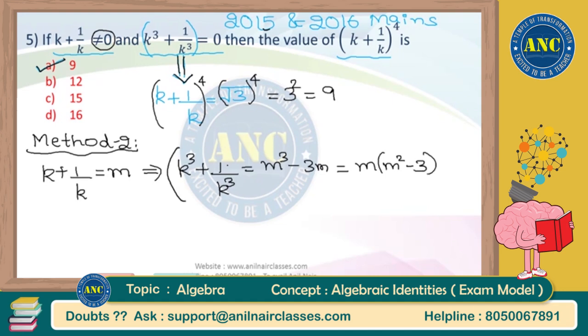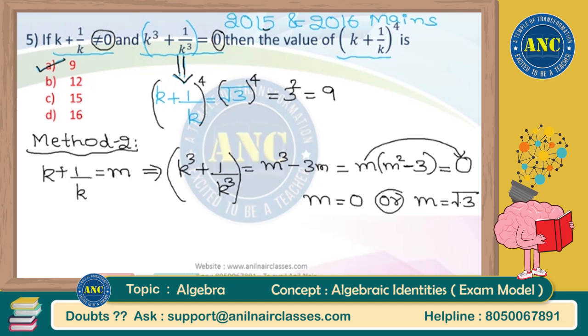But this k cube plus 1 by k cube value is given in the question as 0. That means this entire thing is 0. So can I say that m value will be equal to 0, or m square minus 3 will be equal to 0, m square equal to 3, m will be root 3. That means k plus 1 by k is equal to 0, or k plus 1 by k can also be equal to root 3.